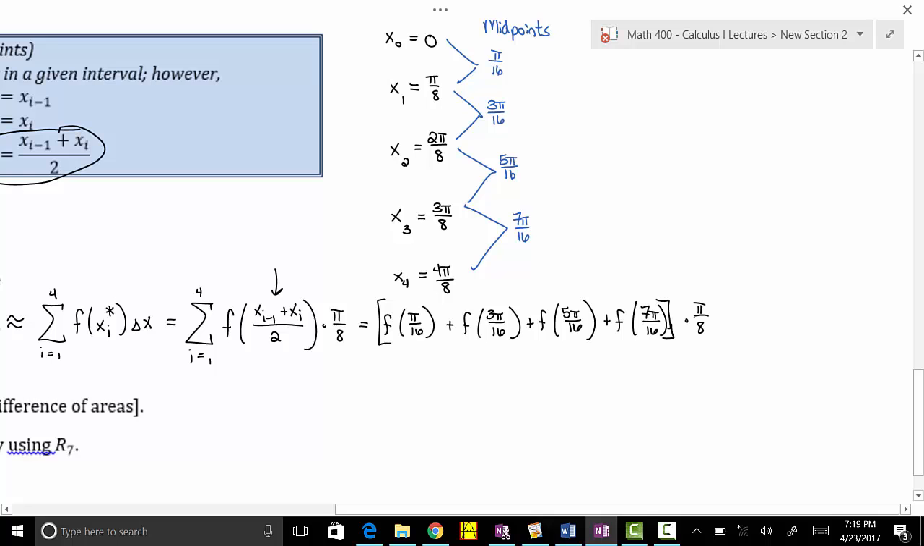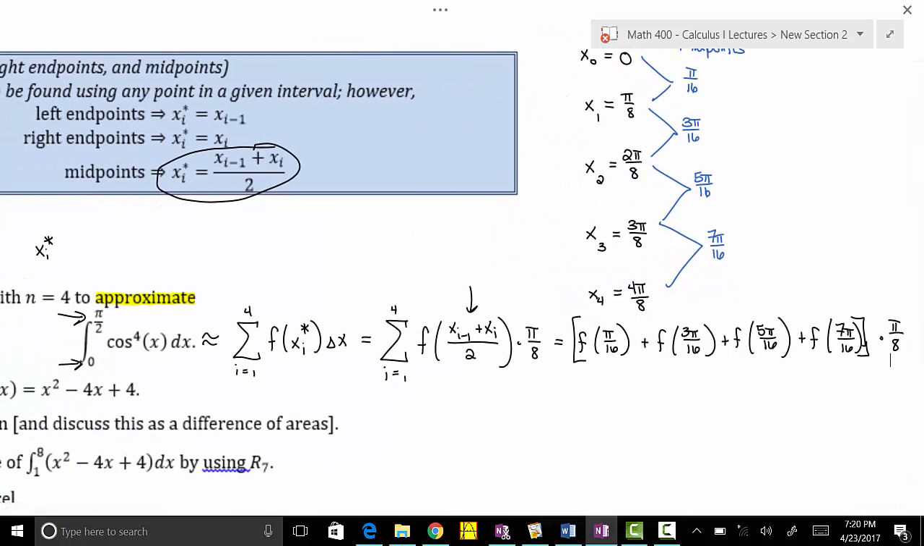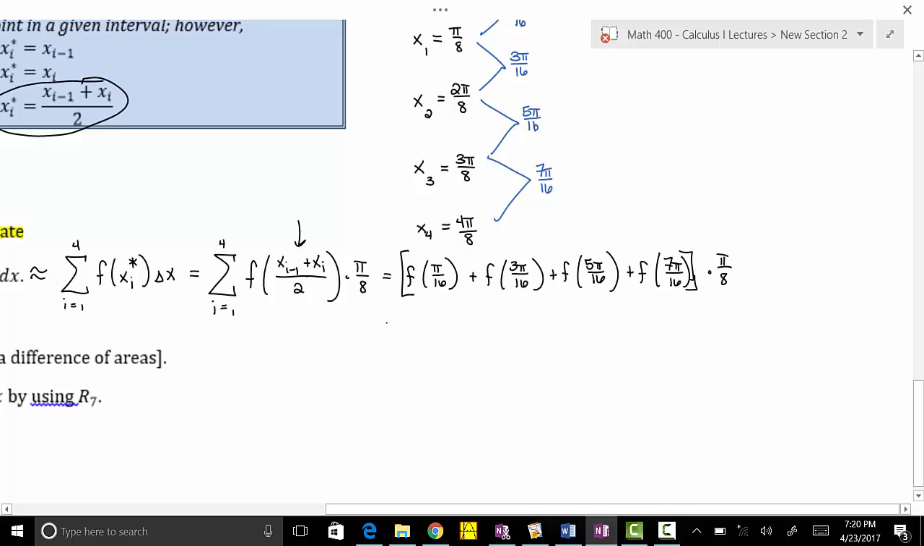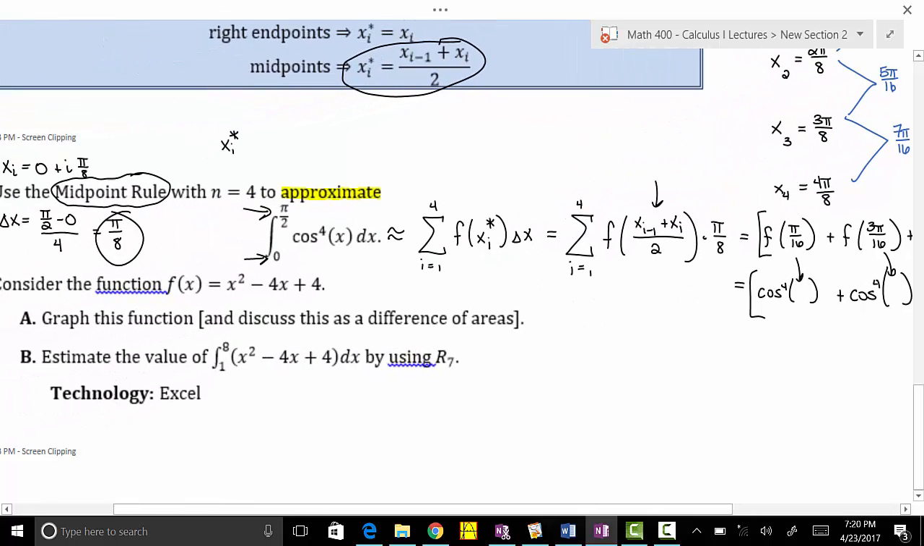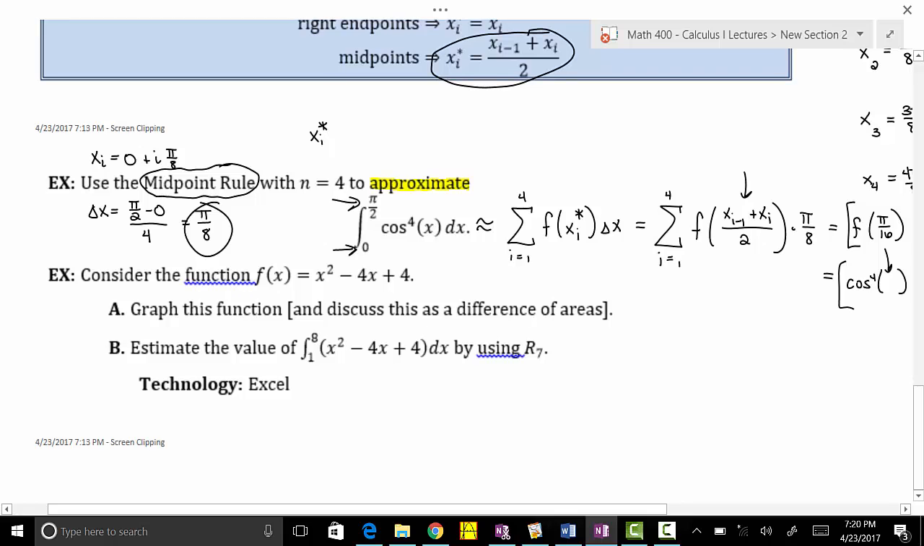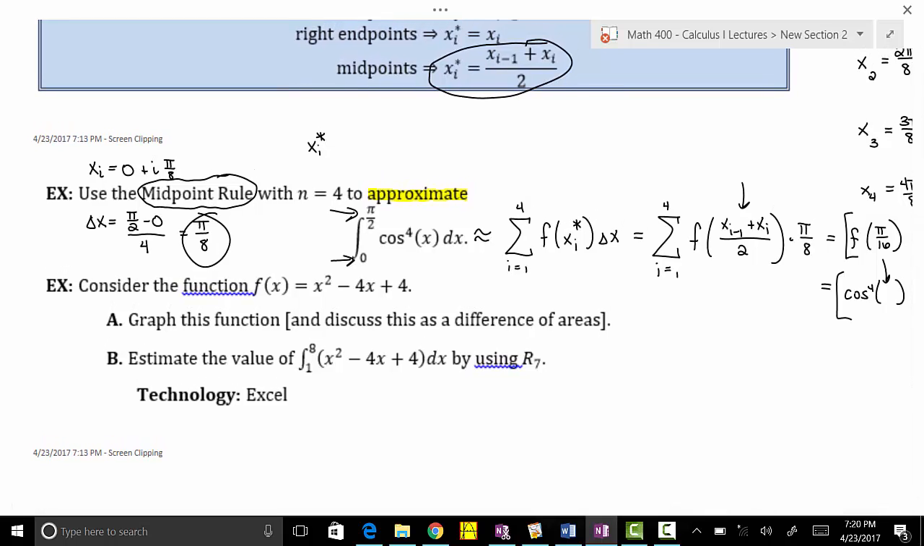And so what I would do is I'd look at my function, cosine to the fourth, and I would evaluate that at each of these. Plus cosine to the fourth at the next one, so I'd grab a calculator and do that. Multiply by pi over 8 in the end. Okay, so that's how you would do that approximation. You get some numerical approximation to that. All right, so that's that example, and you'll be asked to do that in the homework. I think it's fairly realistic to expect that you can do that.